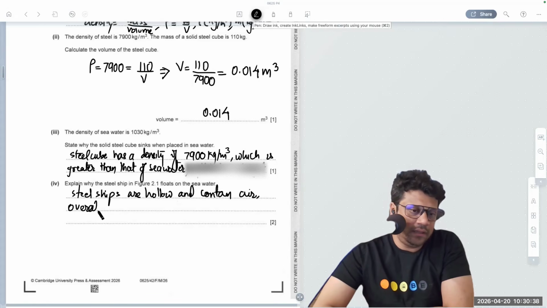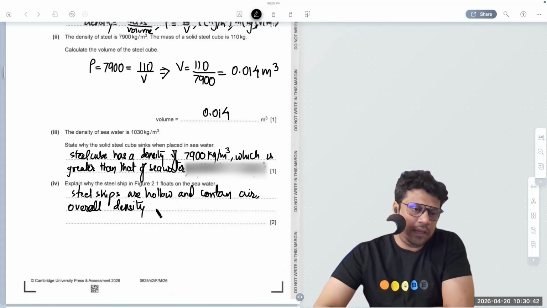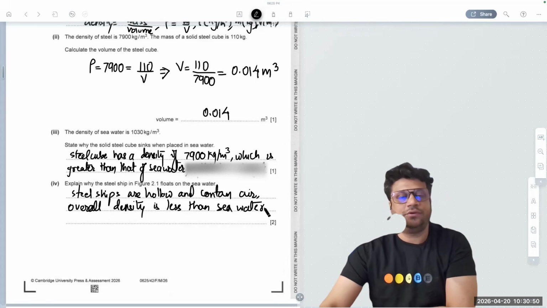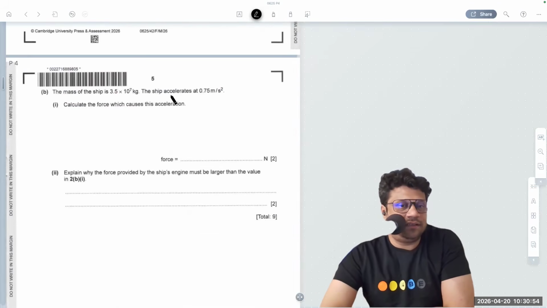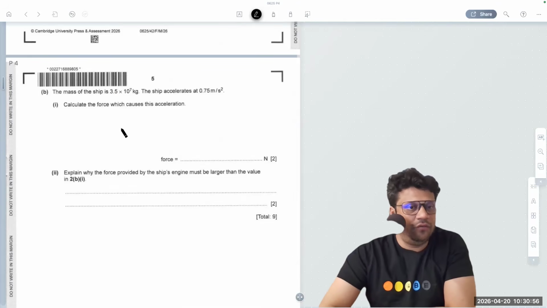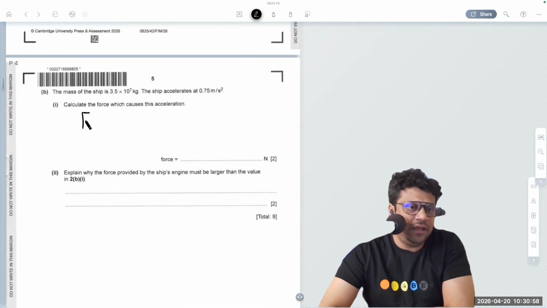Overall density is less than sea water. That's all. That's what your explanation should be. The mass of the ship is given and the ship accelerates at that. Calculate the force which causes this acceleration. We use F equals mass into acceleration.